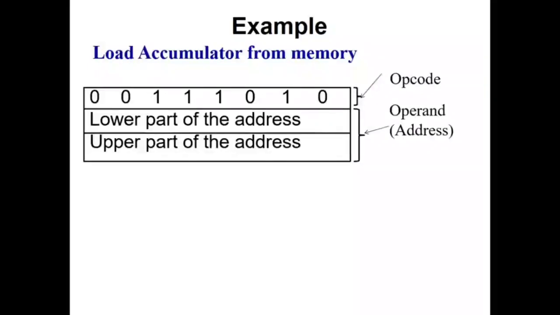So the second example is loading the accumulator from memory. Now I want your attention here. If we are going to move data, remember, whenever we perform an arithmetic operation, instructions and the data move from memory and are brought to the CPU for processing, because the storage is in memory, but the processing is done in the CPU.